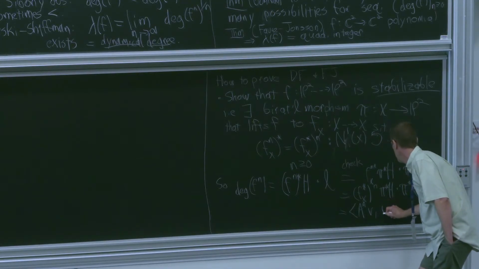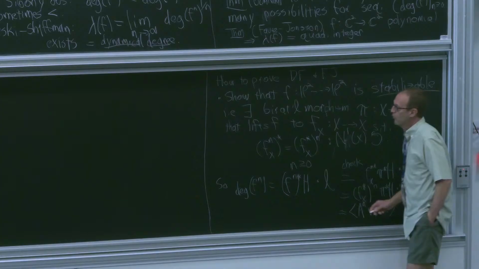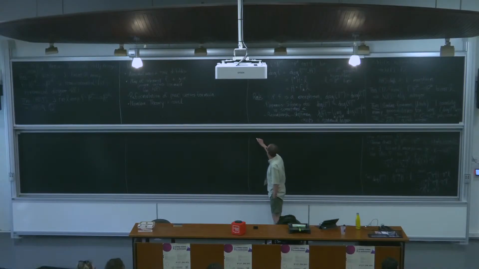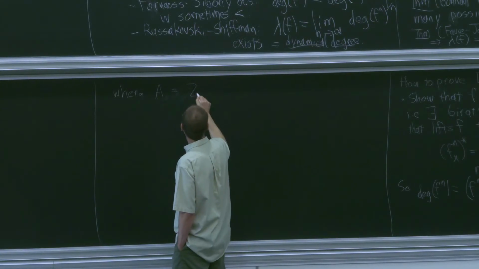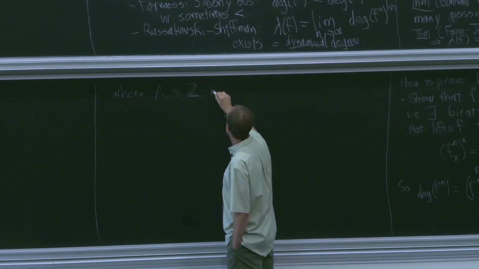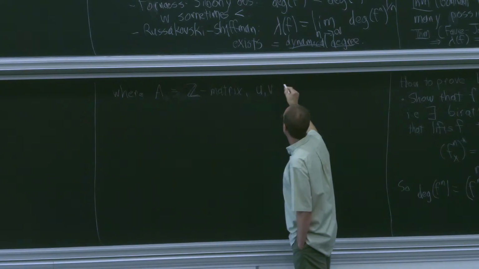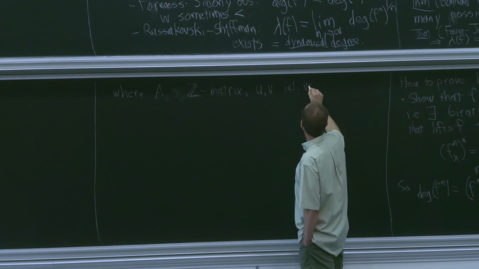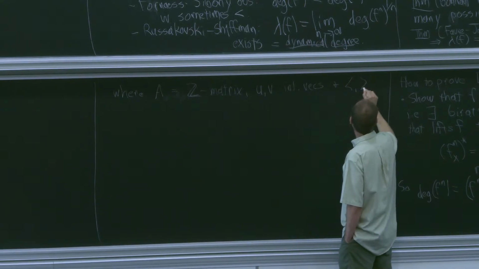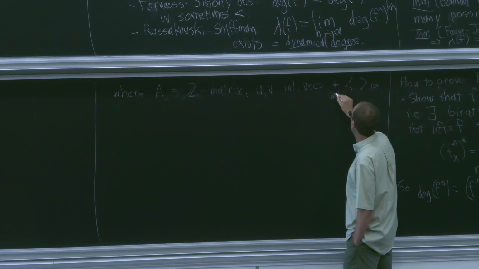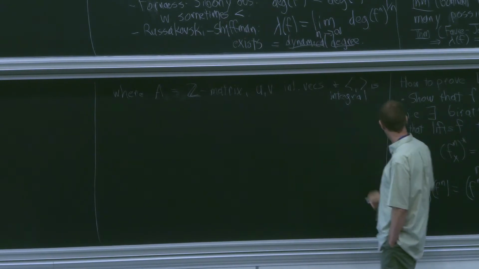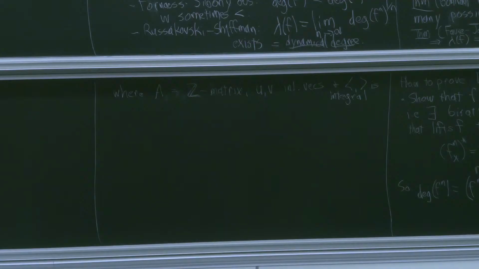Let's see, A to the n applied to v, u, where A is an integer matrix, u and v are integer vectors, and the pairing is integral. Okay, so you just end up with a nice linear algebra thing in the end. It's very concrete, defined over the integers.